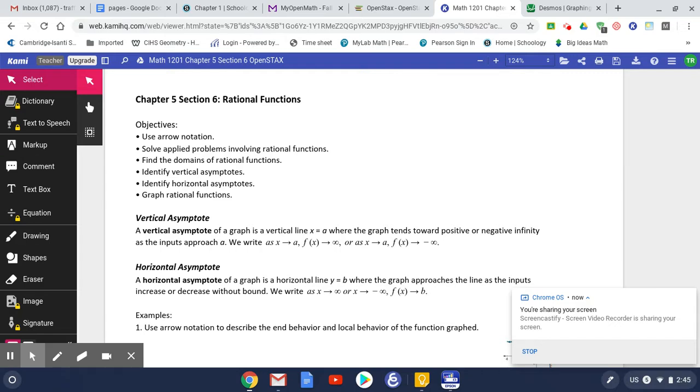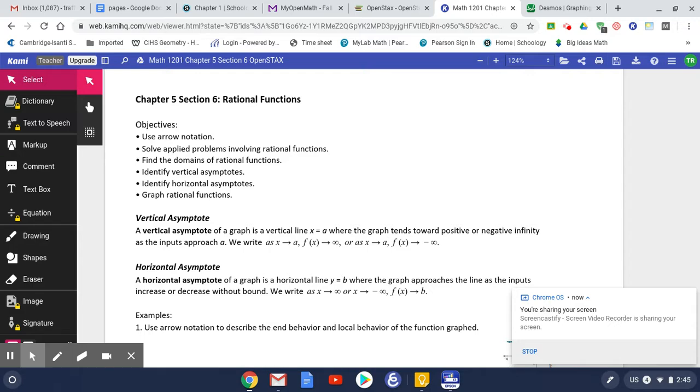All right, lesson 5.6. This is going to be our last part for chapter 5 here. You can see the objectives. We're going to look at those in a couple different ways. So first thing we get into is vertical and horizontal asymptotes.